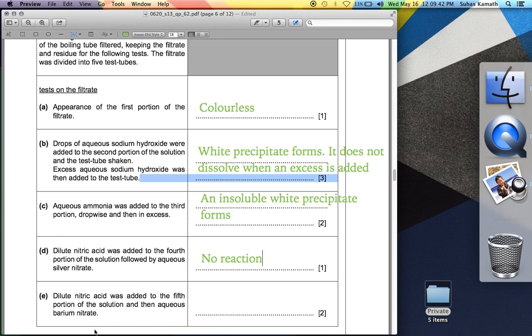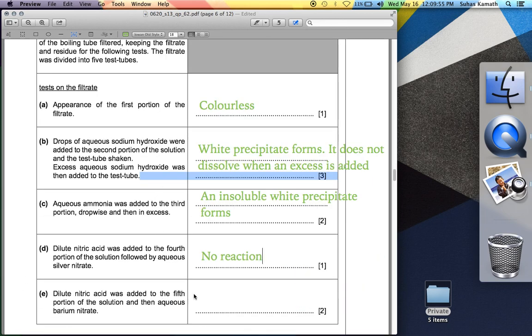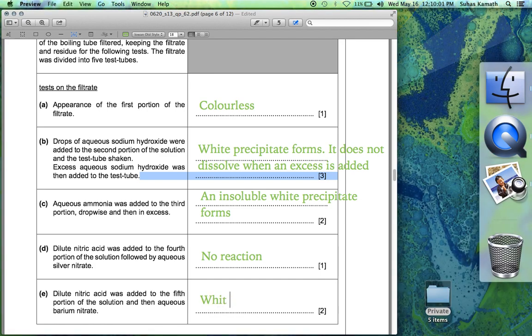Dilute nitric acid was added to the fifth portion of the solution and then aqueous barium nitrate. So it can test for sulfate, SO4 2- ions. We have got them. So a white precipitate forms.